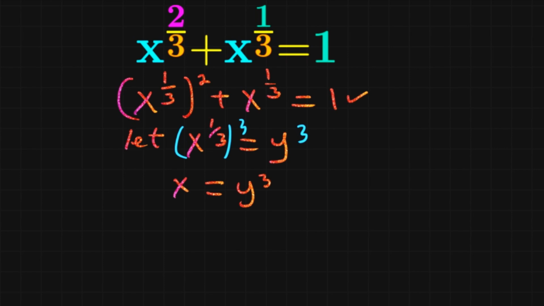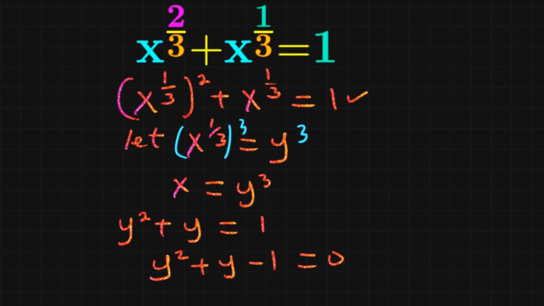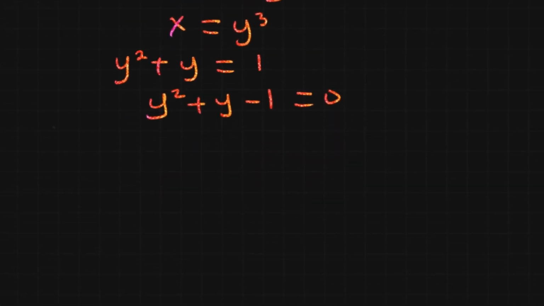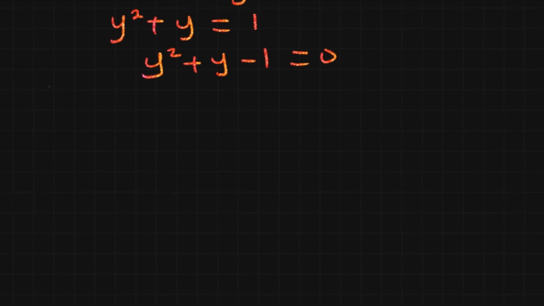Now let us rewrite this equation in terms of y. So we're going to have y squared plus y is equal to 1, which we can also write as y squared plus y minus 1 is equal to 0. As you can see, this is a quadratic equation which you can use a quadratic formula to solve. So let us do that. Let us use the quadratic formula.